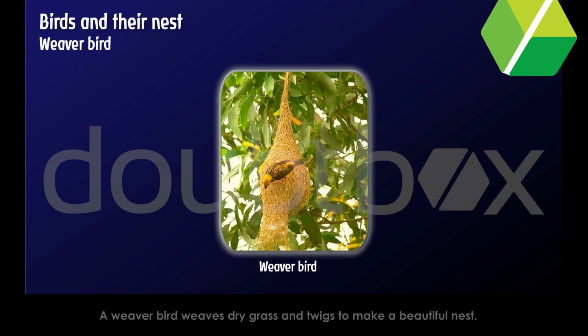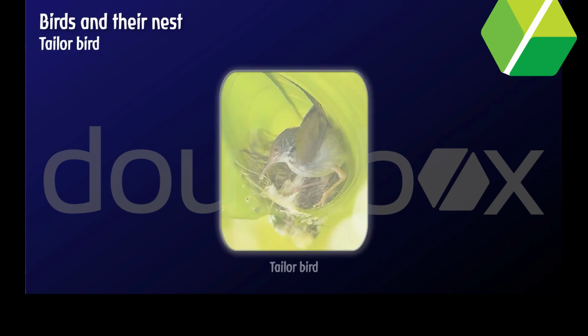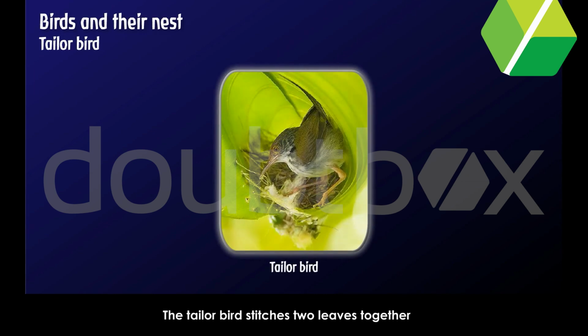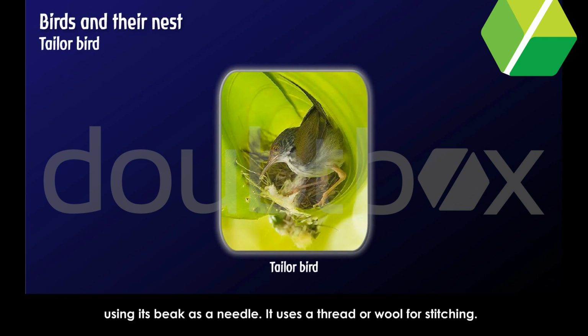Weaver bird. A weaver bird weaves dry grass and twigs to make a beautiful nest. The bird enters its home through a tunnel-like tube which hangs below the nest. Tailor bird. The tailor bird stitches two leaves together using its beak as a needle. It uses a thread or wool for stitching.